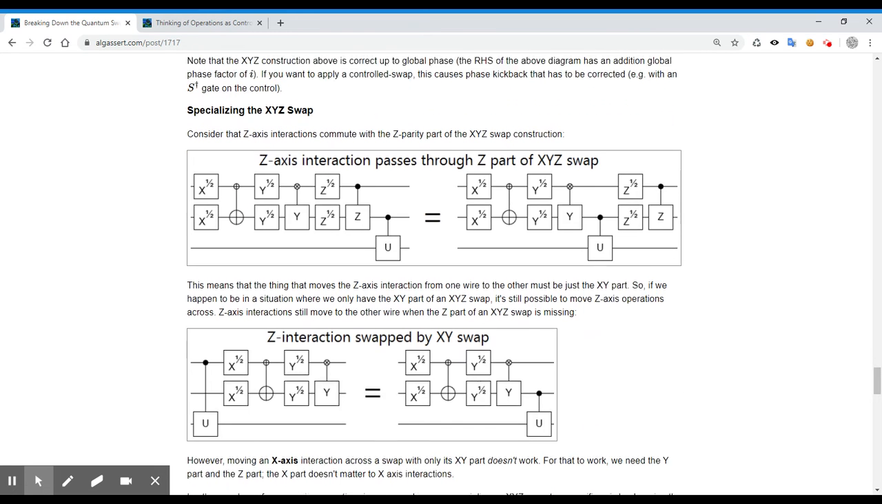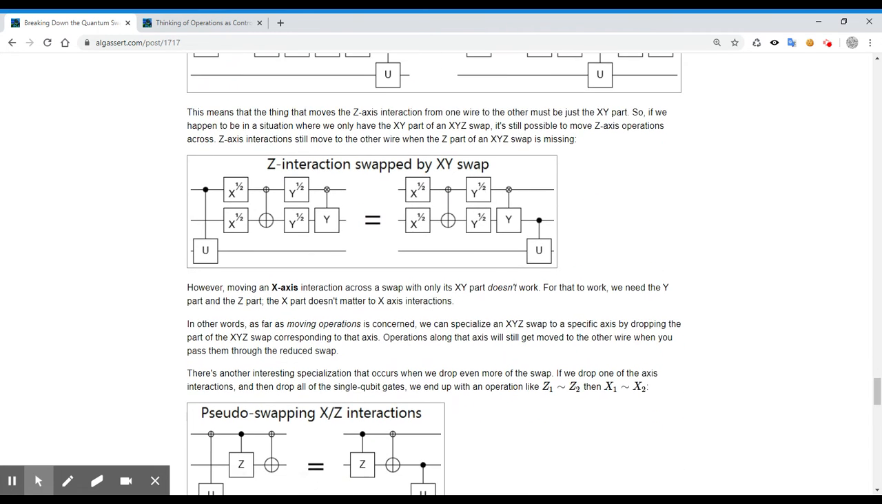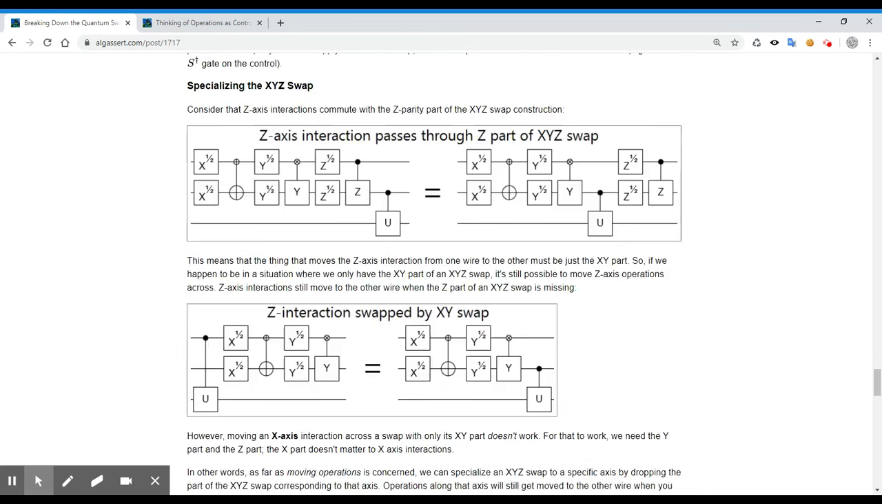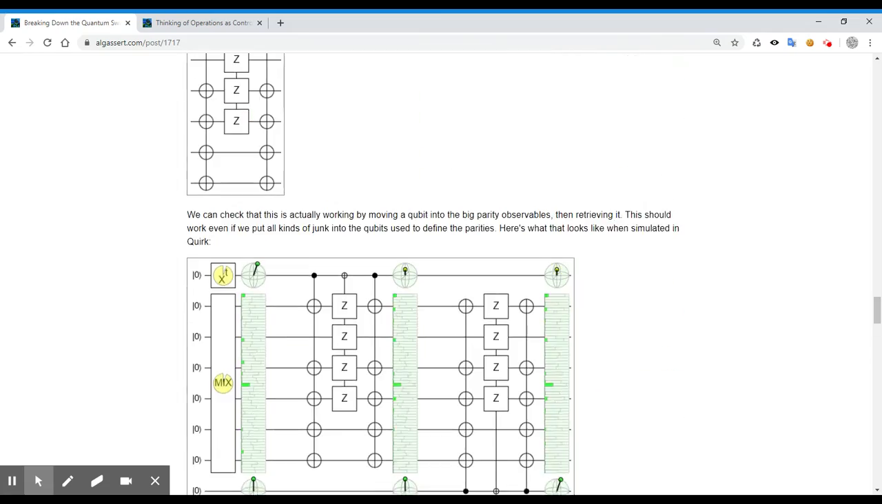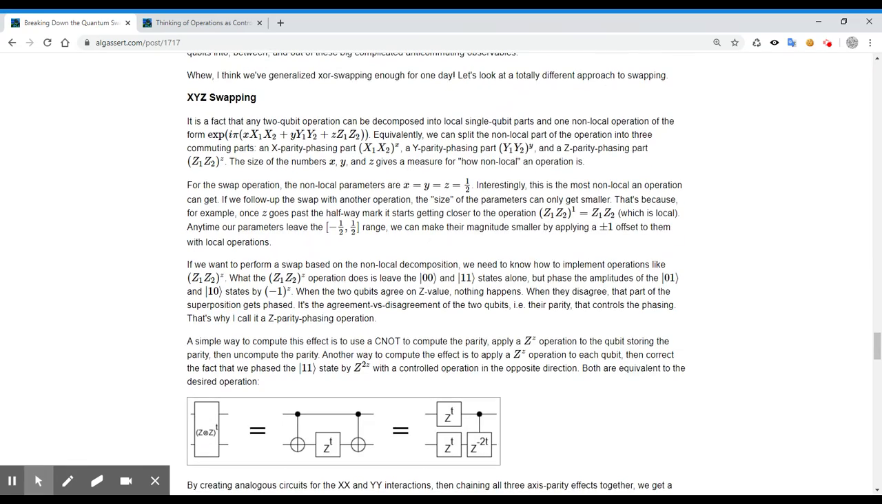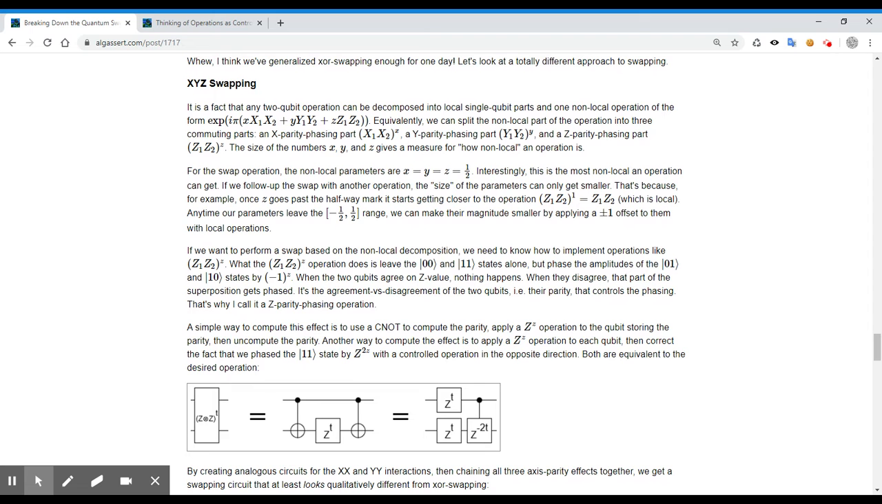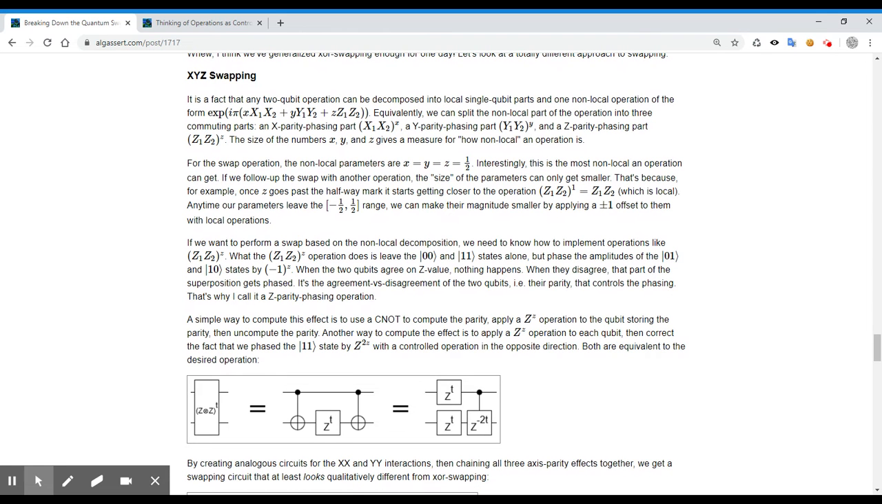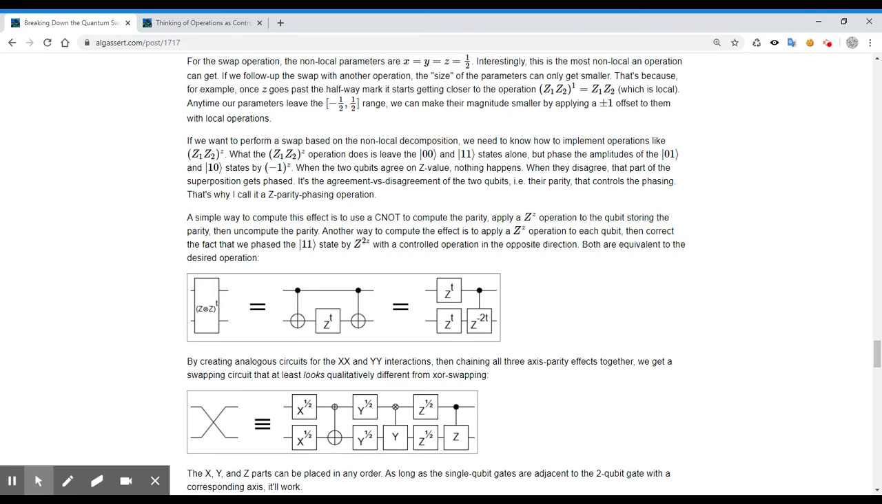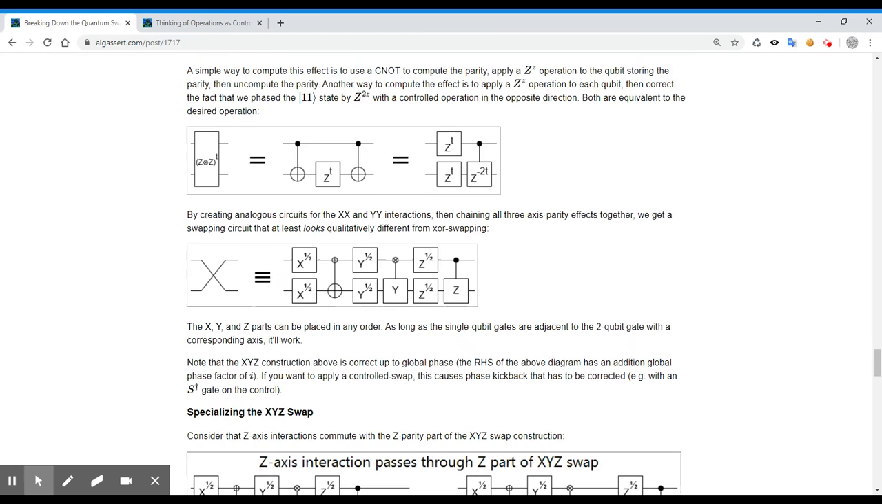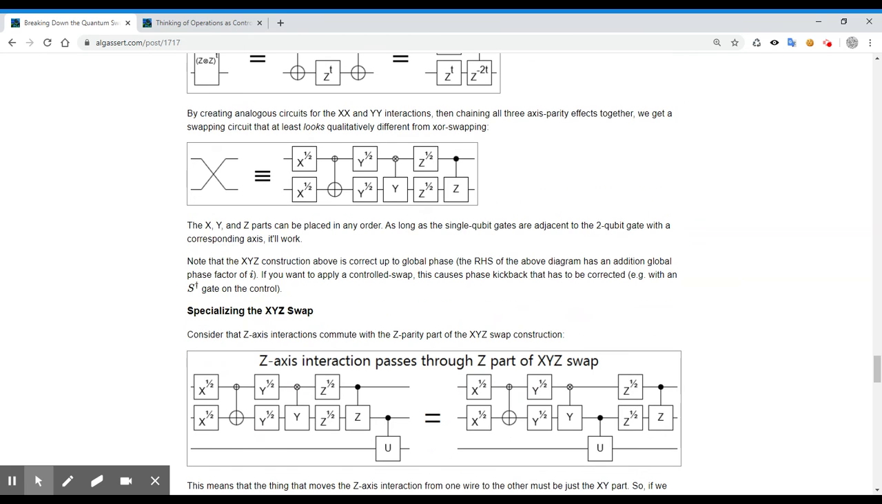There's a lot going on here. What the? I haven't even fully digested the observable swapping, and that's already going into an even crazier direction. Gotta slow down a little bit, I think. By creating analogous circuits for the X and the Y, okay. That's correct. Okay, this I have no idea what I'm reading here.